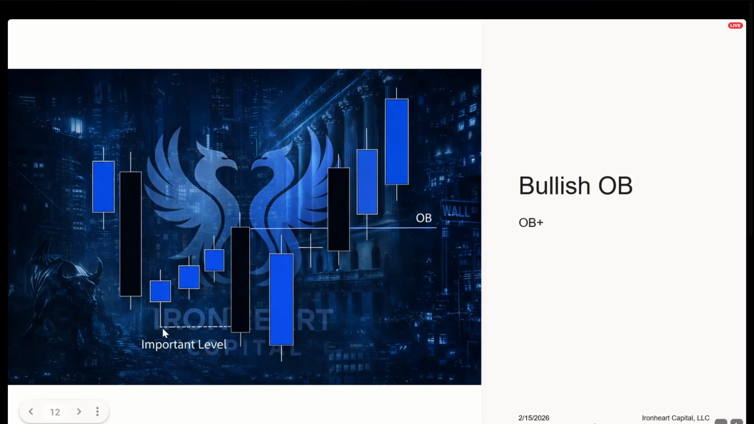So it comes down to this important level, expands lower, comes back up, expands higher, closes over the opening price of this down close candle. This down close candle now becomes your order block, retests that order block, continues higher. Sell side of the curve, buy side of the curve.